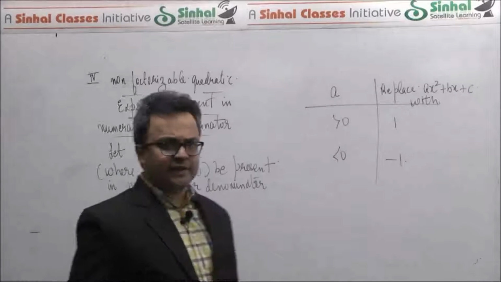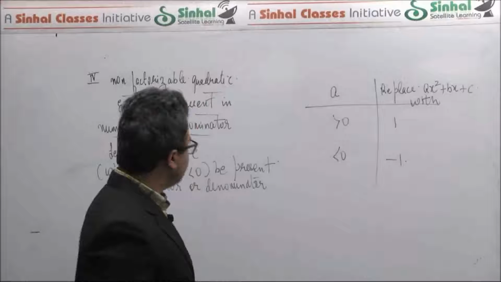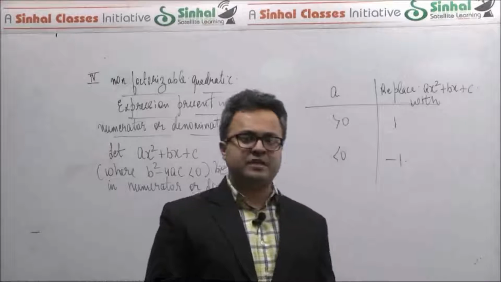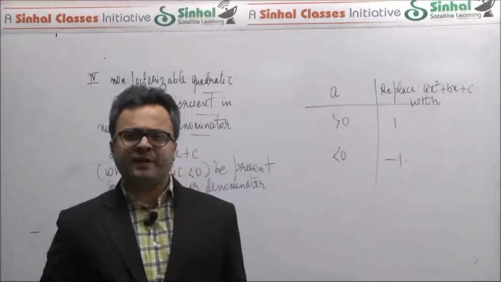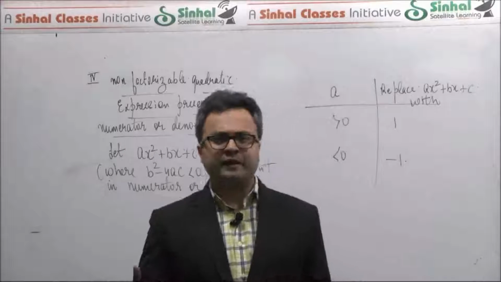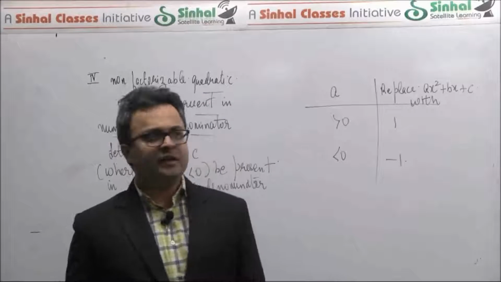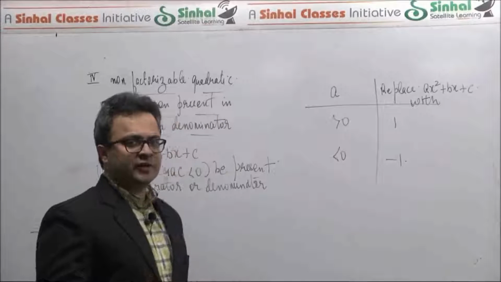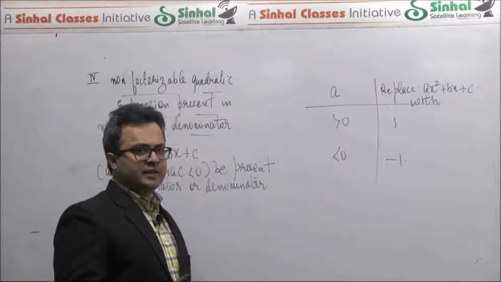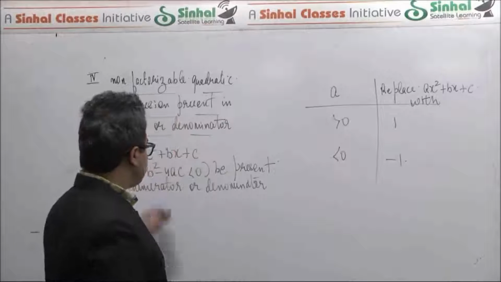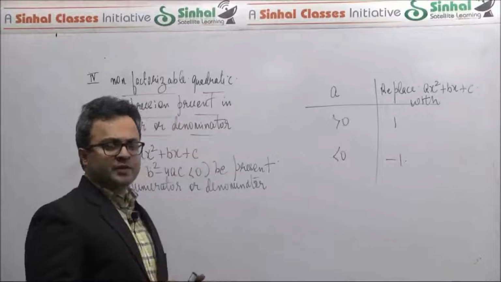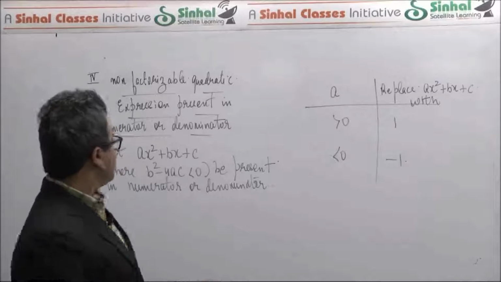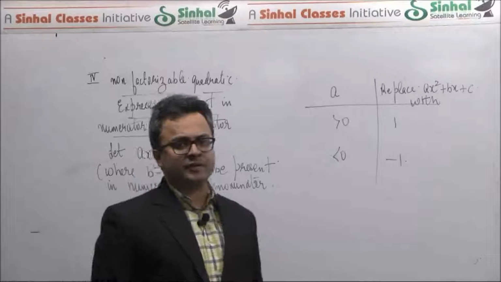So one last variation that you want to introduce in the Wavy curve method is a situation wherein you might have a quadratic expression which is not factorizable. By not factorizable, what I mean is it is not factorizable into real factors. So we already know that this will happen when the discriminant value, the b square minus 4ac value, is negative. So suppose you have an expression of the form ax square plus bx plus c present either in the numerator or denominator, where b square minus 4ac happens to be negative. Then what is to be done?